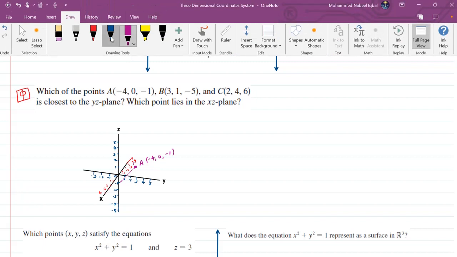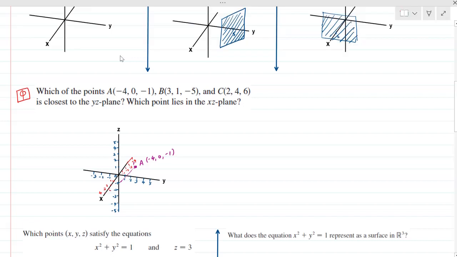Now the next point. We have B, 3 comma 1 comma minus 5. This is the 3 comma 1, so this is the point you will have, 3 comma 1, and it is minus 5. So it will be going down. It will be here. This point is your B, the point 3 comma 1 comma minus 5.